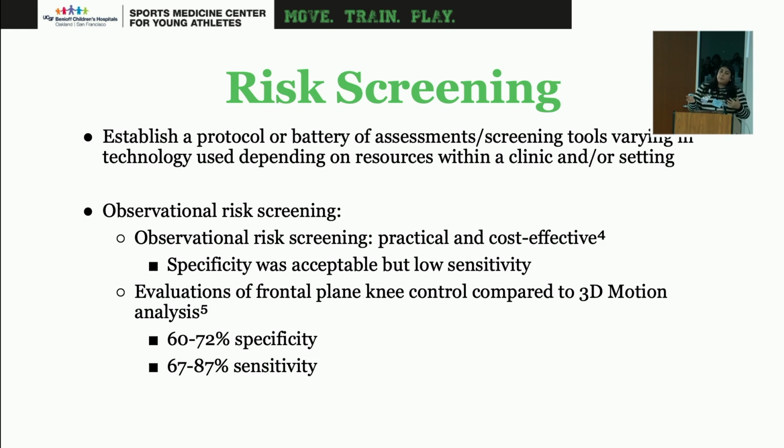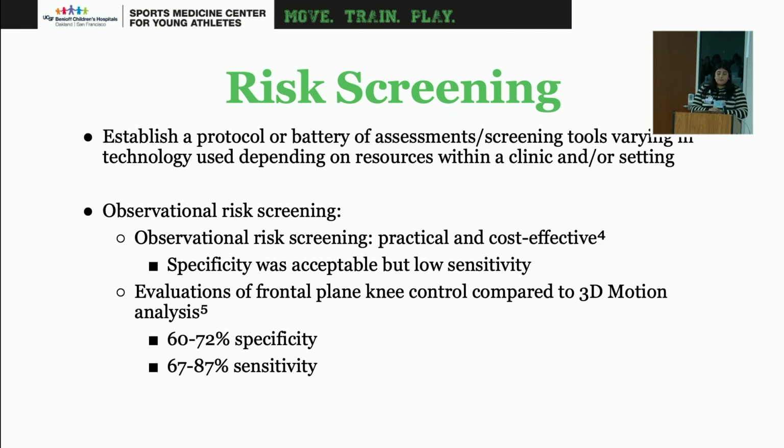And then let's talk a little bit about, if we don't have all this high technology, is what we're doing just from an observation standpoint worth it and efficient? So based off of some articles I pulled from JOSPT, observational risk screening is practical and cost effective. The specificity was acceptable, but just know that there has been low sensitivity determined based off of just being able to observe the risk, doing observational risk screening.